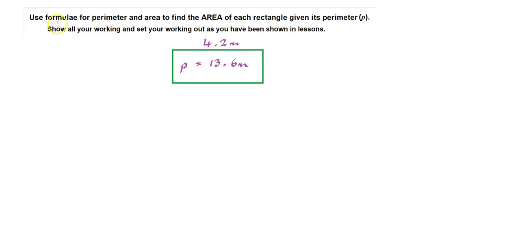Okay, this question. Use formulae for perimeter and area to find the area of each rectangle given its perimeter. So ultimately we have to find the area of this rectangle. The formula for area, remember, is area equals length times width. Now we do have some information given to us already.